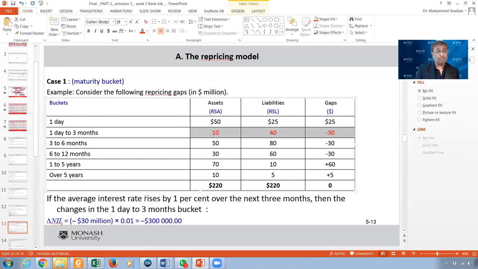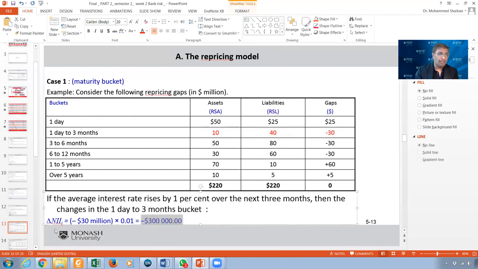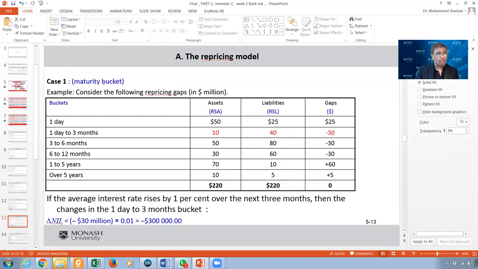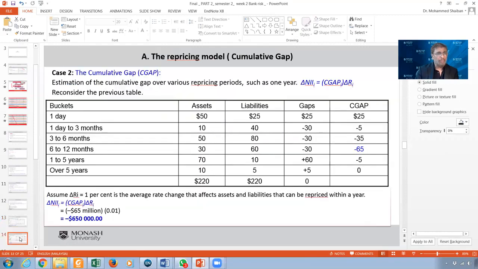According to the repricing model, you just calculate it. So if the average interest rate rises by 1% over the next 3 months, then the change in 1 day to 3 months is minus 30 times 0.01, which is 300,000. This is the change in the net interest income. Now, we have something else. This is case 1, which is maturity buckets. Case 2 is the cumulative gap.